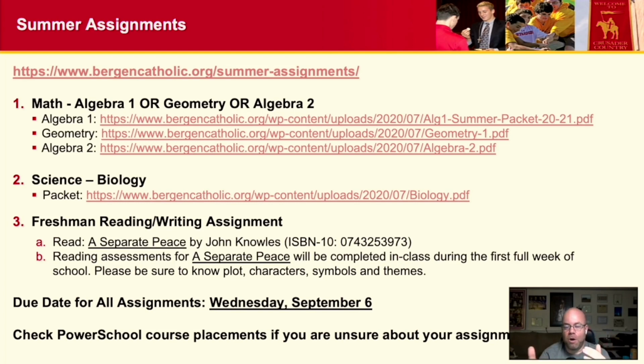Once you get your ID card and you're able to print and scan, you'll be able to do that on your own. But if you need it, we'll certainly help you do that. So your math packet is due and your science packet is due, and then you will be assessed on a separate piece, the book, during the first full week of school. Okay, and the English department wants you to know plot, characters, symbols, and themes in the book.